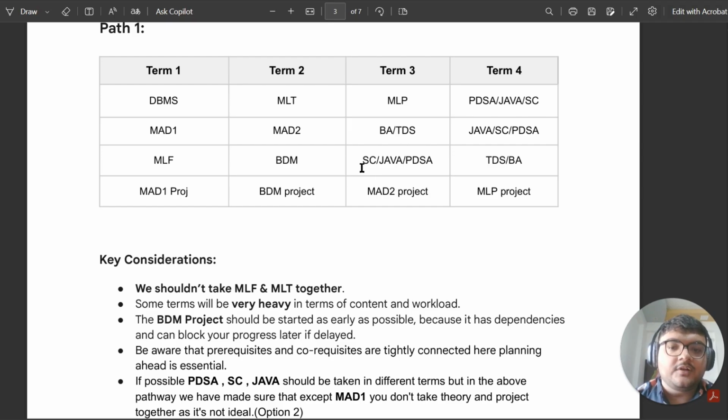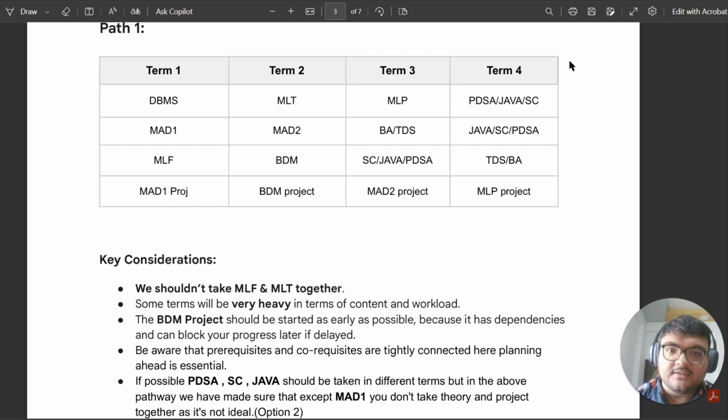One more thing is that we try to take PDSA, Java, and system commands in 3 different terms, because system commands, Java and PDSA all have OPPEs. They are programming subjects. System commands is Linux, then Java is the subject, and DSA, we all know. So you would want to study these things in 3 different terms.